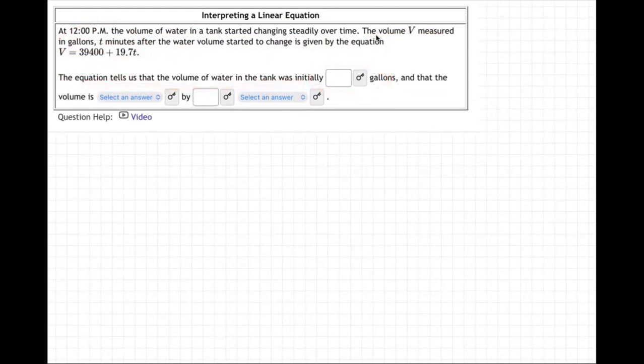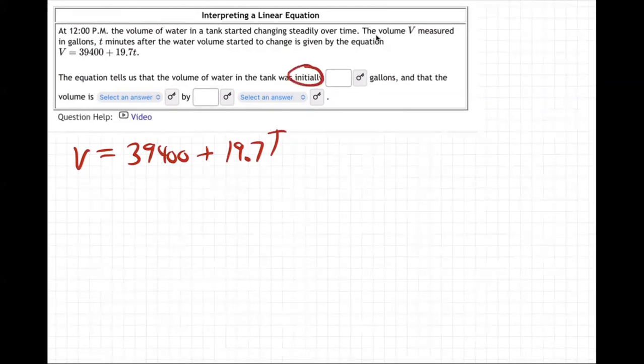Gallons. Okay, so let's bring this equation down here. V is 39,400 plus 19.7 T. And the key is initially. What's the volume initially? That means when time is zero. Time is zero initially at the start, right? Because T is minutes after the water started to change. So initially means plug in T equals zero.